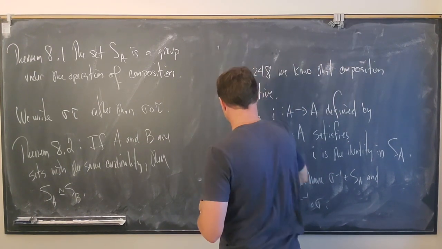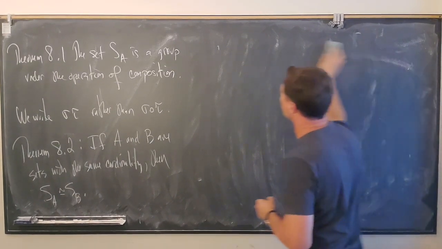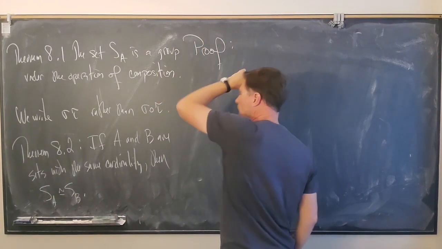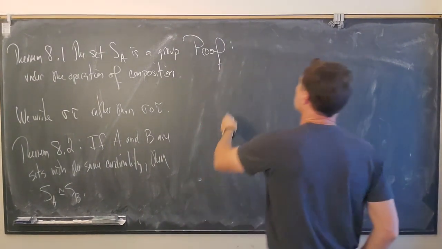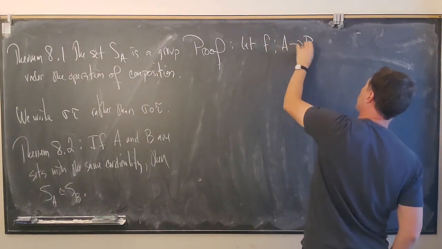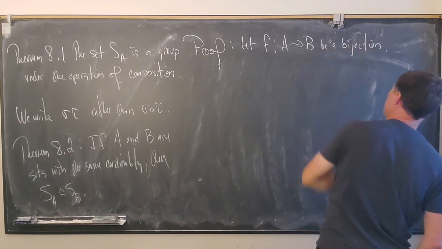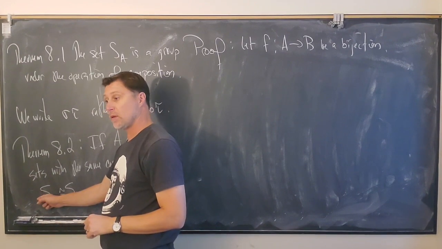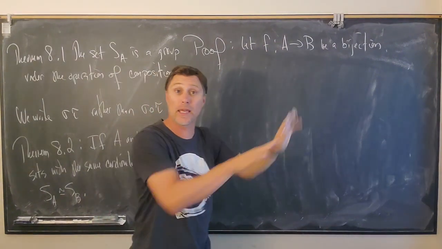And I just want to sketch the proof of this. And I'll let you check the details. So we have A and B, they have the same cardinality. What that means is there's a bijection from A to B. So let's let little f from A to B be a bijection. And so now we need a one-to-one correspondence between permutations of the set A and the permutations of the set B. And somehow this function f needs to be the link between the two.